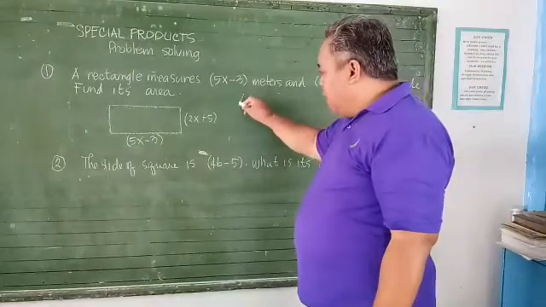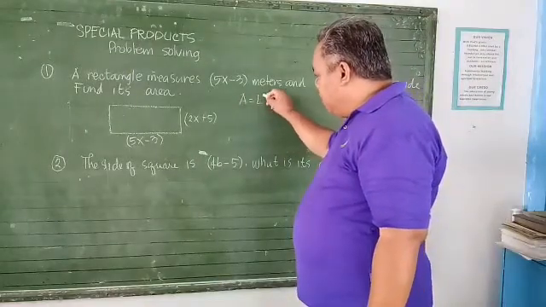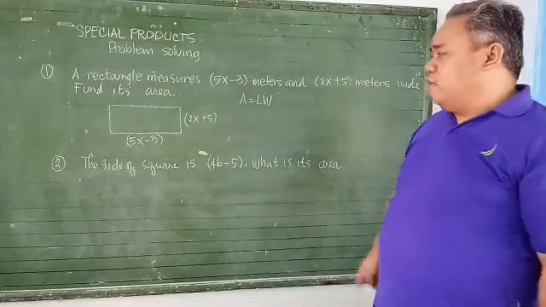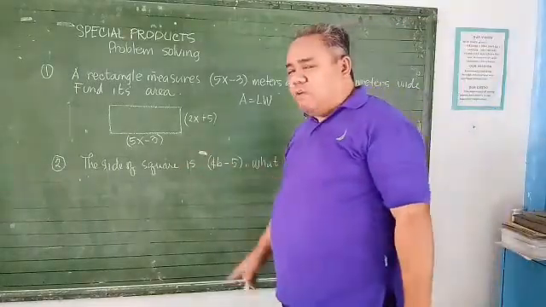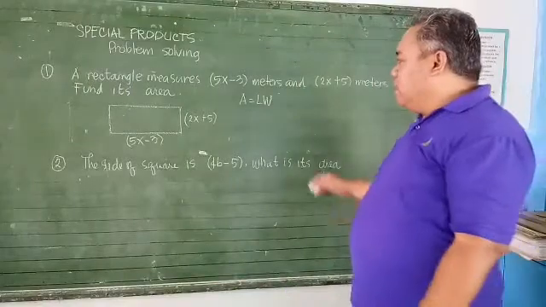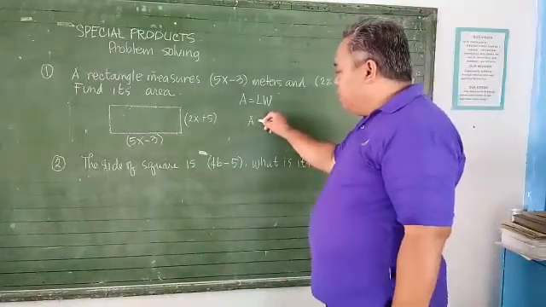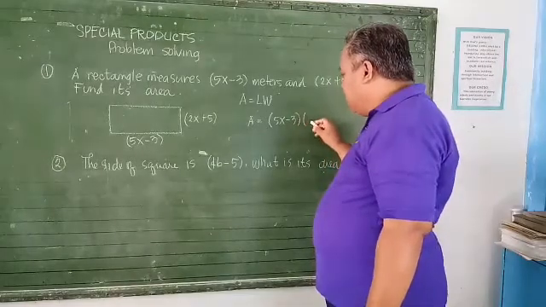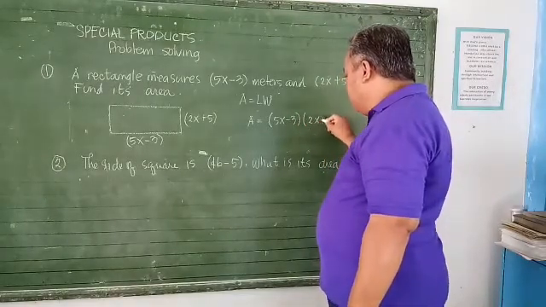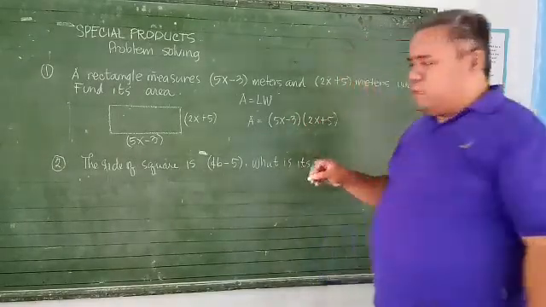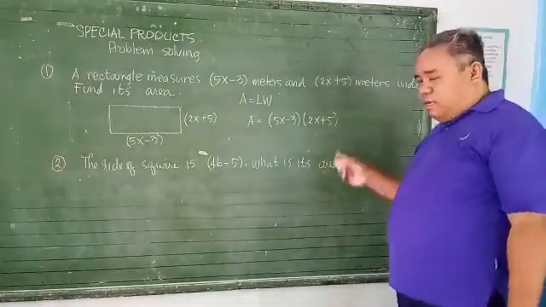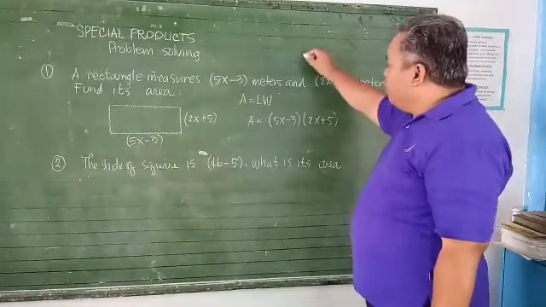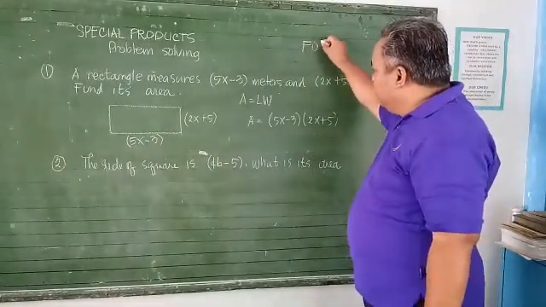Diba? That is area is equals to length times width. So that is the formula for area. So this is the length and this is the width. So all you have to do is to multiply the length and the width. So this area should be 5x minus 3 and the other one is 2x plus 5. So that will be the statement of the formula. Now, do you recall in your first topic how to solve this type of problem? So you're going to recall the FOIL method.